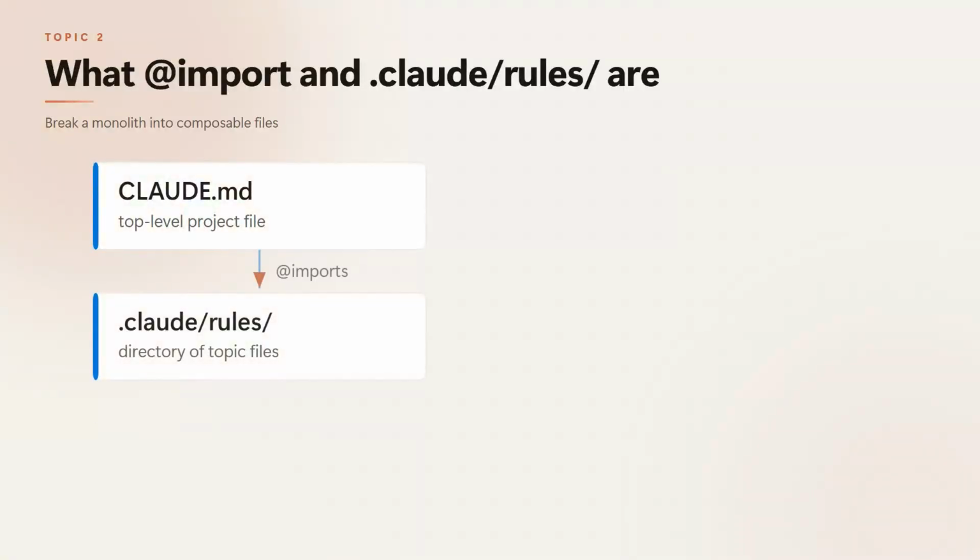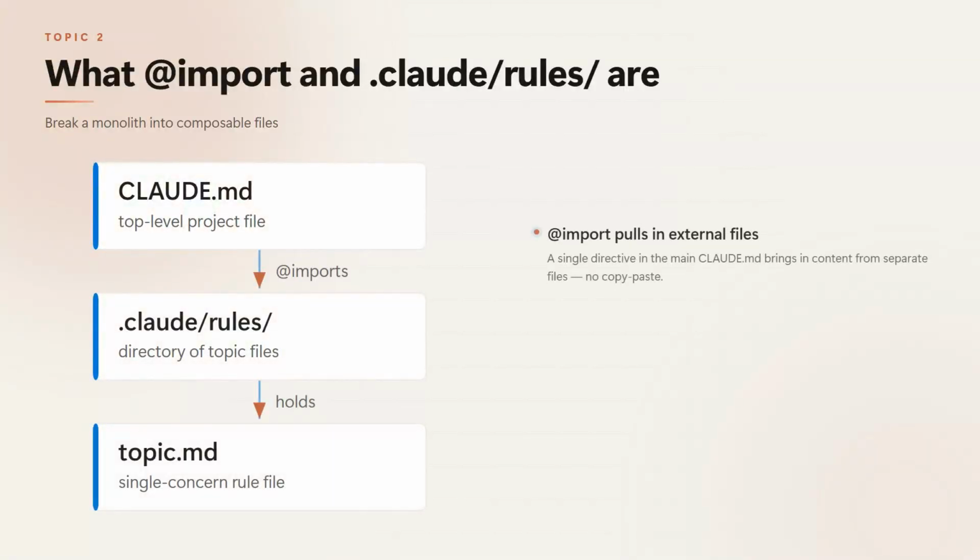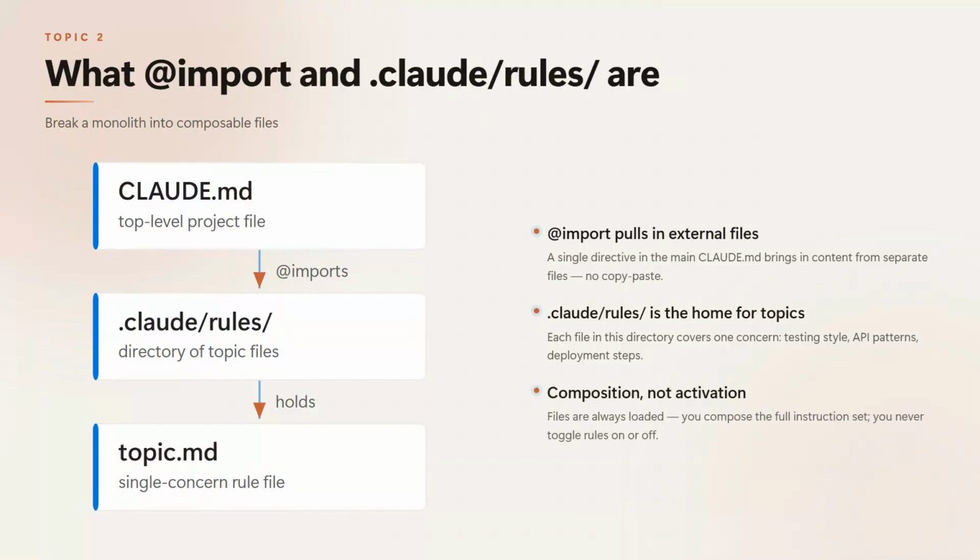Import is a syntax that lets a CLAUDE.md include external files, so you can compose exactly the standards a package needs. The .claude/rules/ directory is where you put those topic-specific files: testing.md, API conventions.md, and so on. This is composition, not conditional activation. Path-scoped frontmatter, which you will see later, activates rules based on where a file lives. Import puts you in control of what loads, and that distinction is what the exam will test.